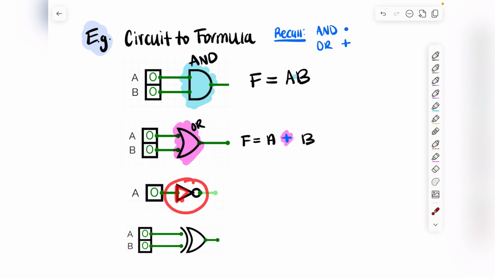This gate, the triangle with the circle, is what we call the NOT gate. It's just a fancy way of saying opposite. So if A goes through the NOT gate, what's going to come out is the opposite of A, or what we like to call not A.